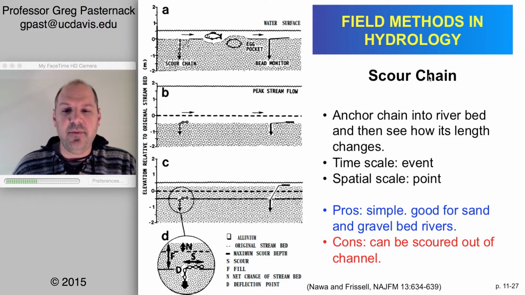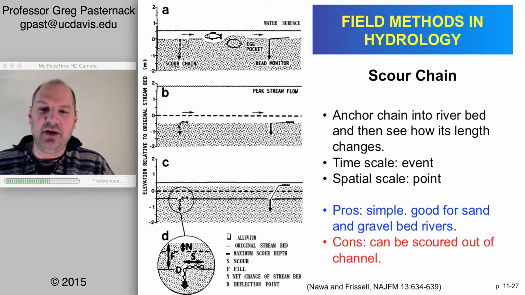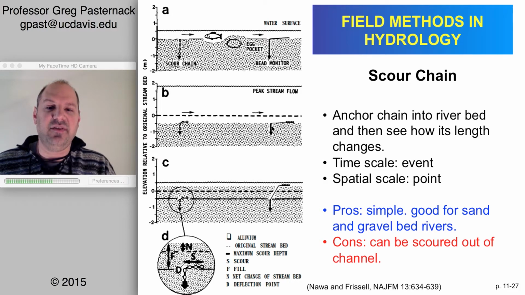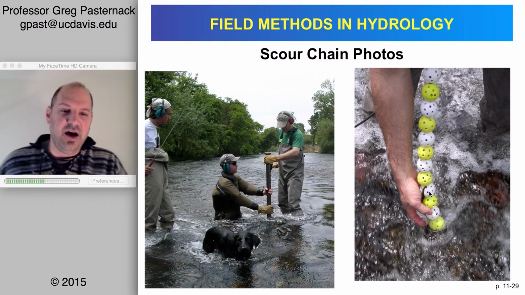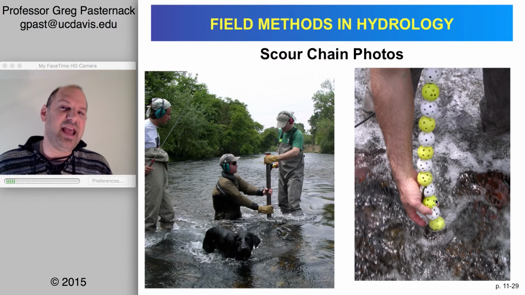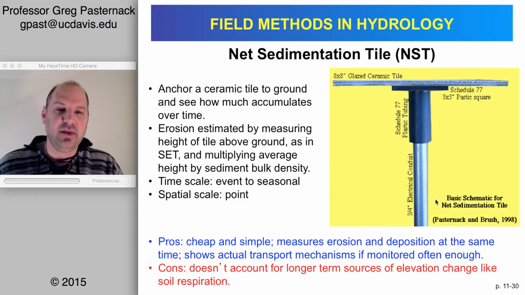Because you have to go back out manually and then count those links or wiffle balls. So that's giving you the overall change in elevation from the time that you first put it out to the time you go and check on it. If you have electronic observation, then you can see the intensity through the events.